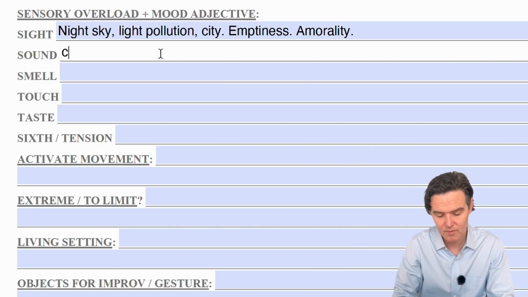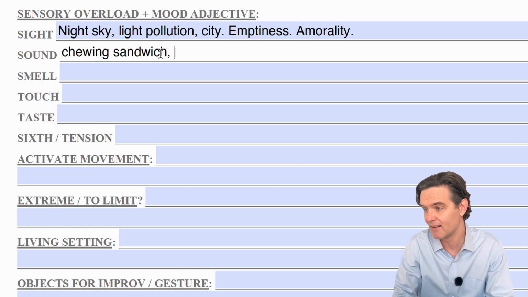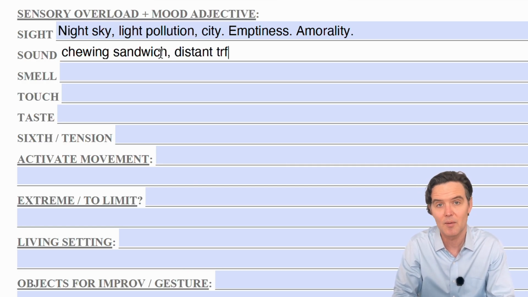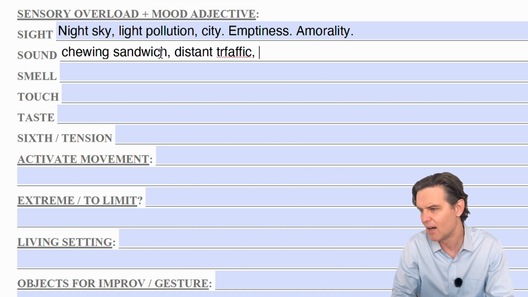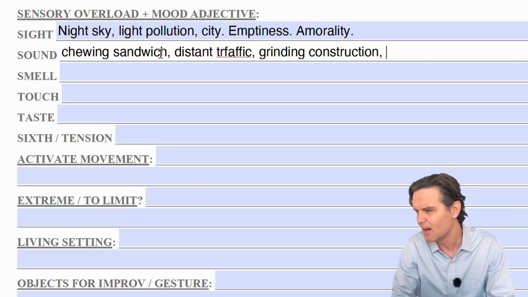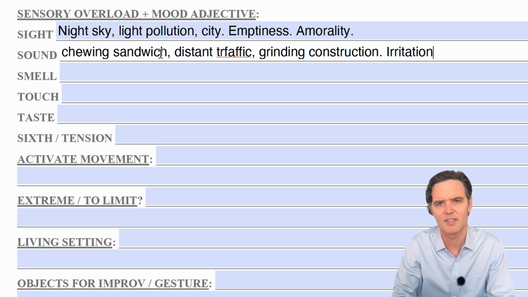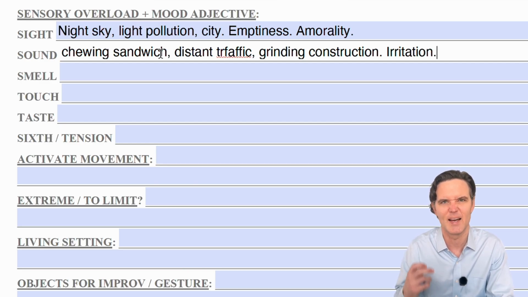Sound. Well, we have Bill chewing the sandwich. You could really heighten that. Distant traffic, probably. Grinding construction, like what is always outside my apartment. I think I'm going to put irritation for this. There's a sort of gnawing anxiety in the air between these men from this hum of the city.